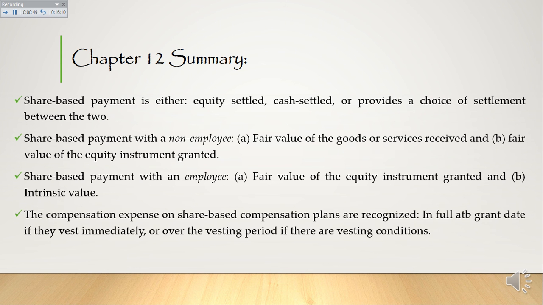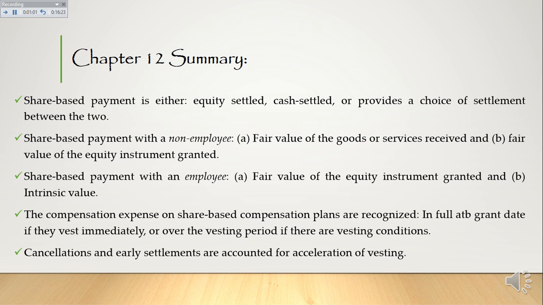Next, the compensation expense on share-based compensation plans are recognized in full at grant date if they vest immediately or over the vesting period if there are vesting conditions. And lastly, cancellations and early settlements are accounted for as acceleration of vesting. The amount of salaries expense that would otherwise be recognized over the remaining vesting period is simply recognized immediately.